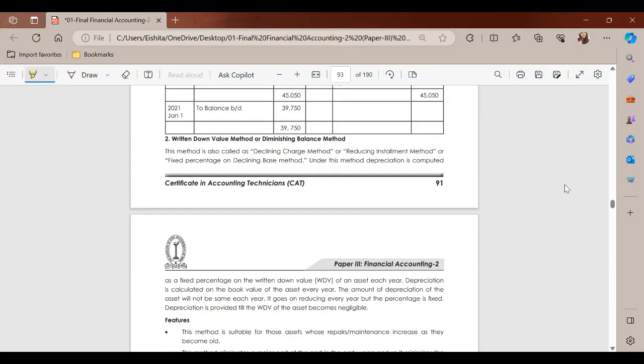Or diminishing balance, there the asset balance will reduce. So for example, machine value is 1 lakh, depreciation is 10%. So first year the depreciation will be 10,000. Second year the value will reduce to 90,000. Shall I make this table for you?